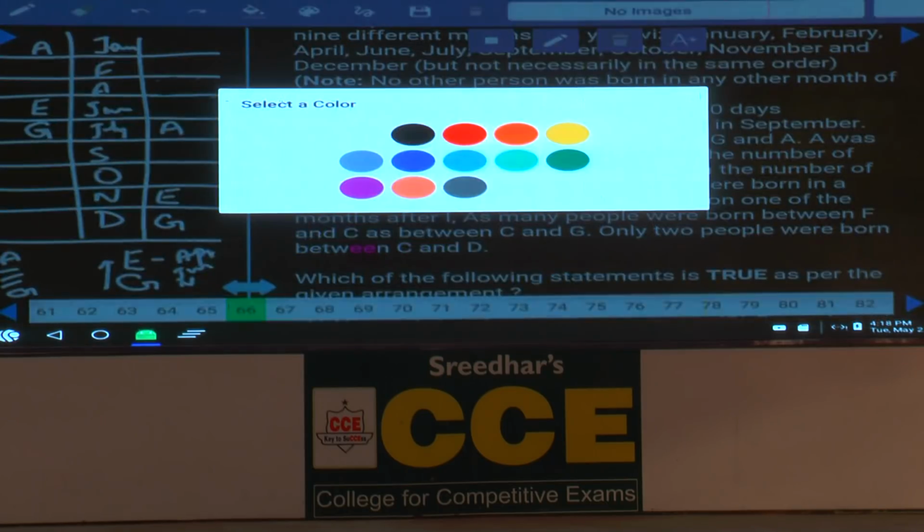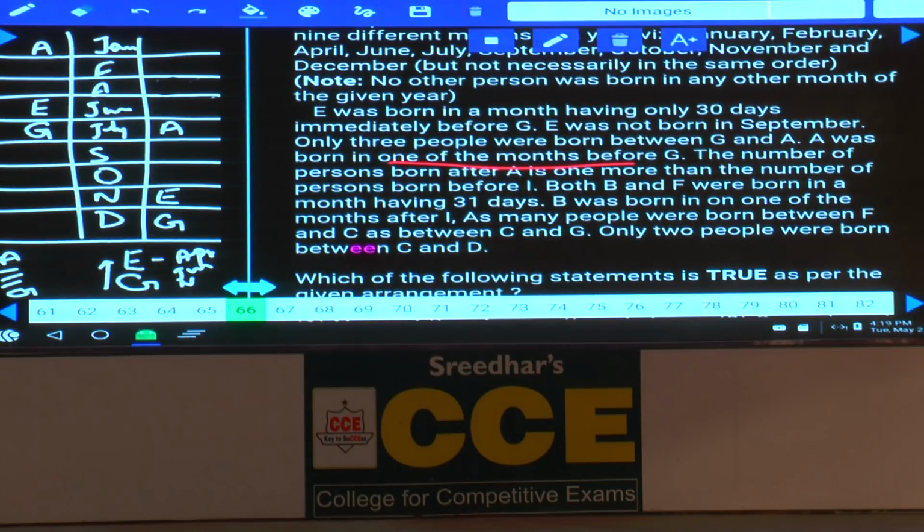How many possibilities we have? 2 possibilities. Then next one, the number of persons born after A is 1 more than the number of persons before I. Now in this one, 4 persons were born after A. Hence before this I, there must be exactly 3 persons. I must be in the month of June. And again coming to the second case, after A, how many persons are there? 8 persons. And before this I, there should be 7 persons, and hence I must be in the month of November. Clear now? I is in the month of November.